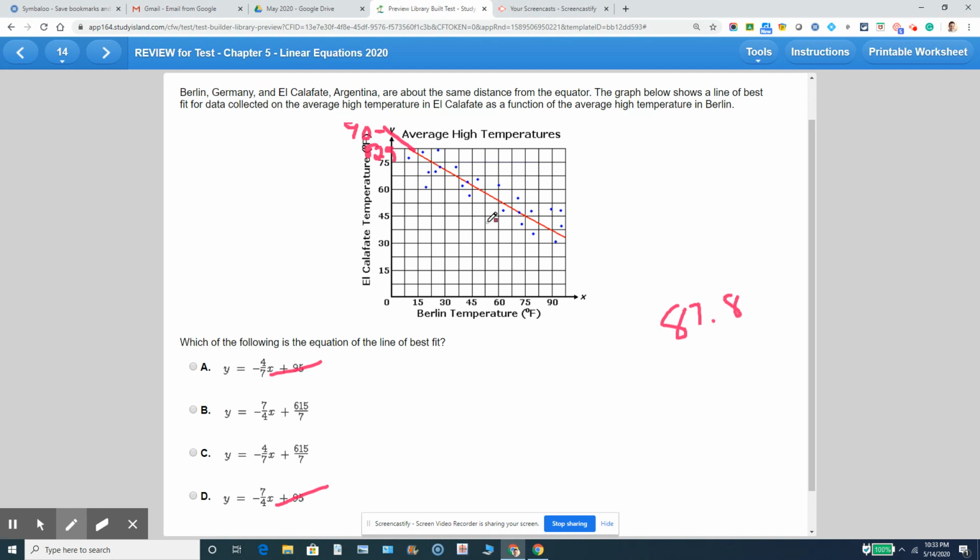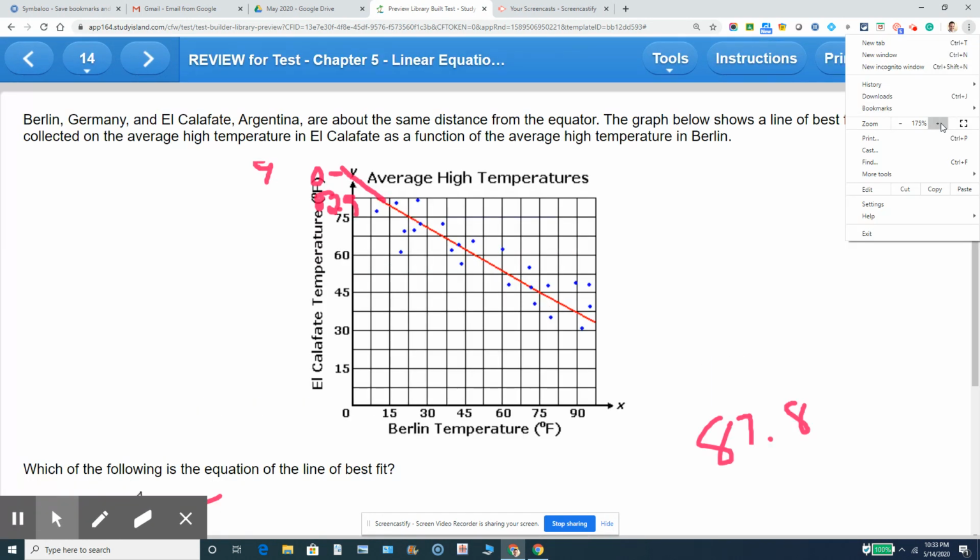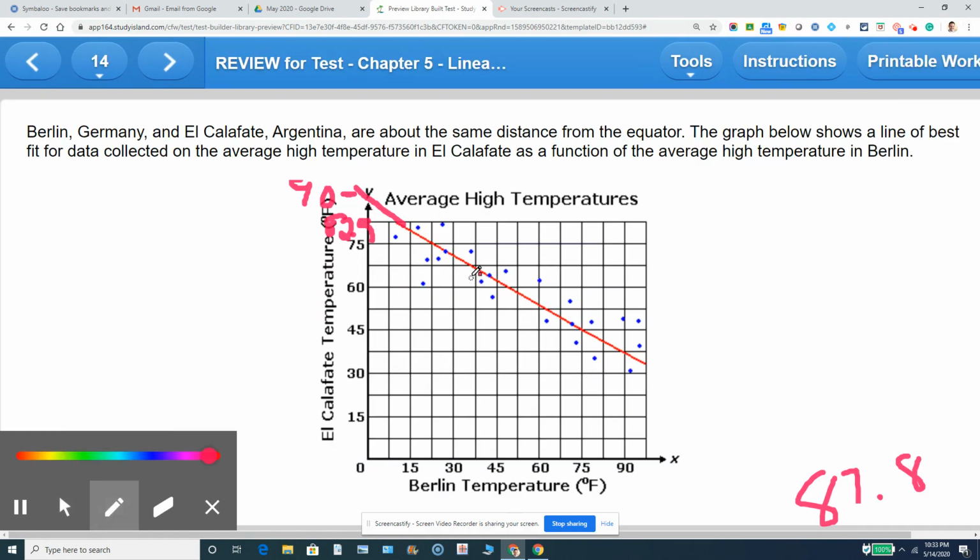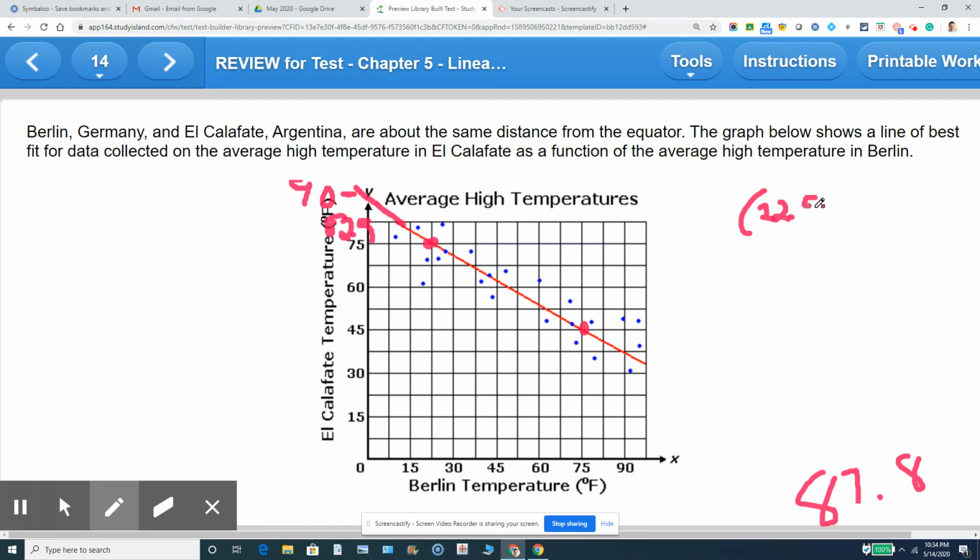But here's the best way to do it, okay? You got to locate 2 points on your line, all right? Now, in order to do that, you really have to zoom in on it because the points are very close together. So if you look, that's actually not a point. There's a point right there. And then if you look, that's actually not, it's really tough to see. There's a point right there, okay? So let's write down these 2 points. This would be 22.5, 75. And then the next point we have would be 75, 45.